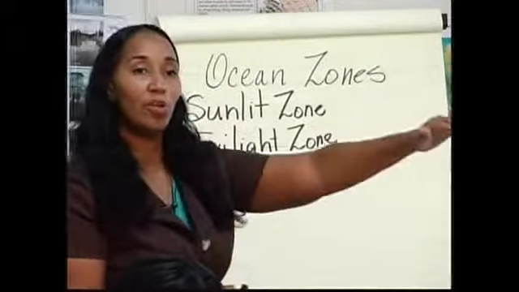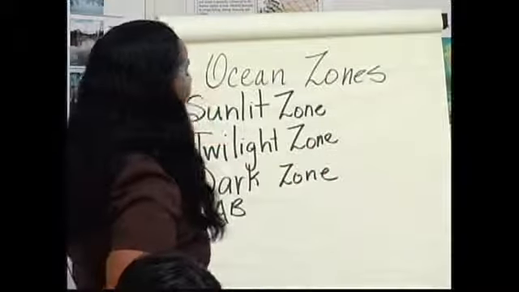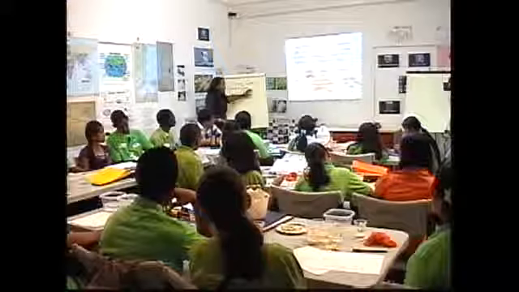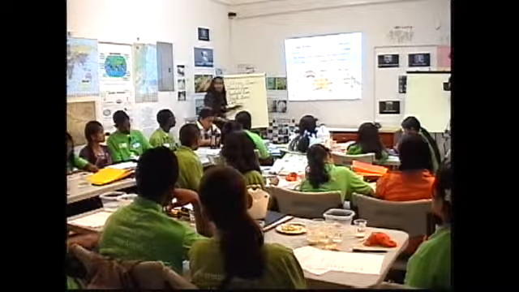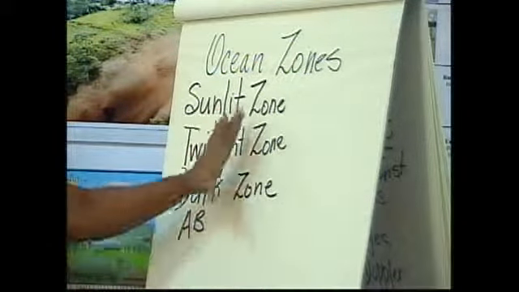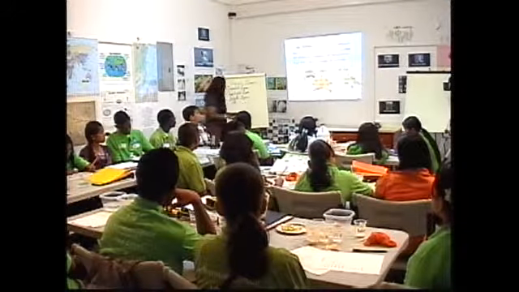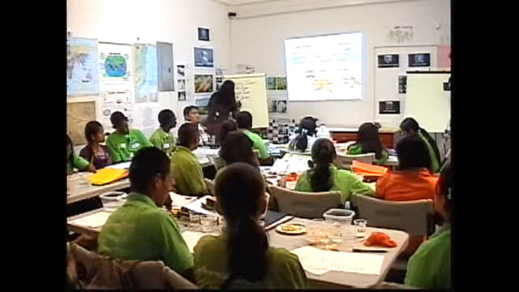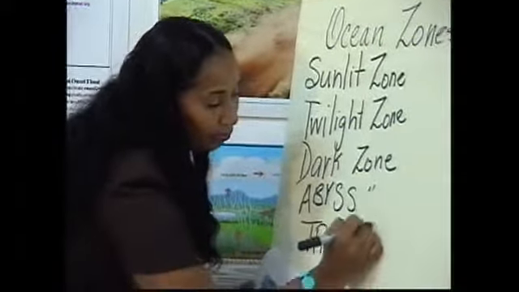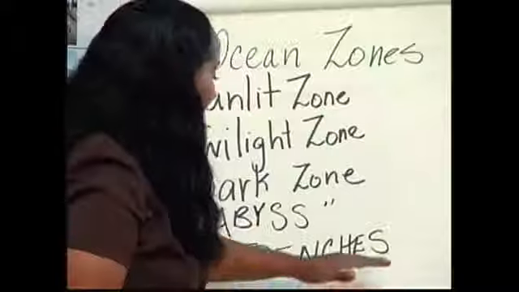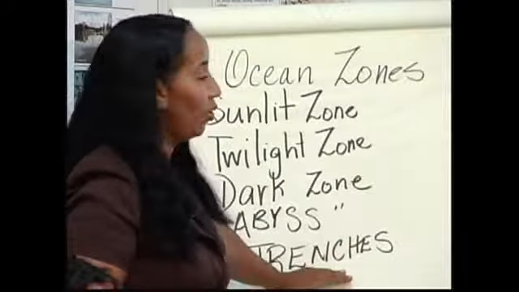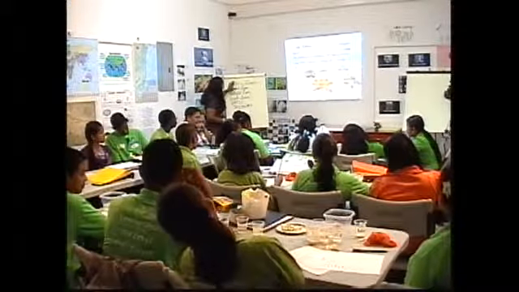So when we are looking out at the ocean or at the sea, we might only be looking at the sunlit zone. And that is where most of the marine species live. But in the other zones, there are marine species. But some scientists are not able to research them as well because these areas are very, very deep in depth. And so we have the abyss. The abyss and also the trenches. In the trenches, animals that can withstand very, very cold temperatures. Okay, so these are the different zones of the ocean.